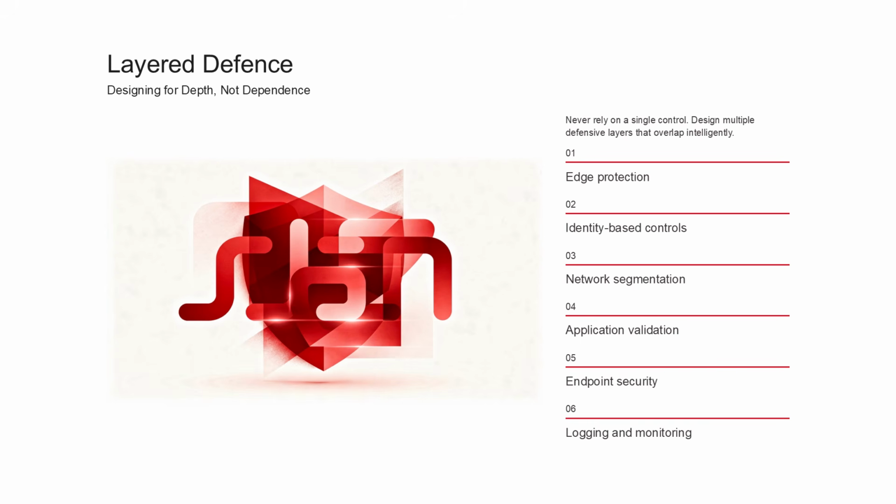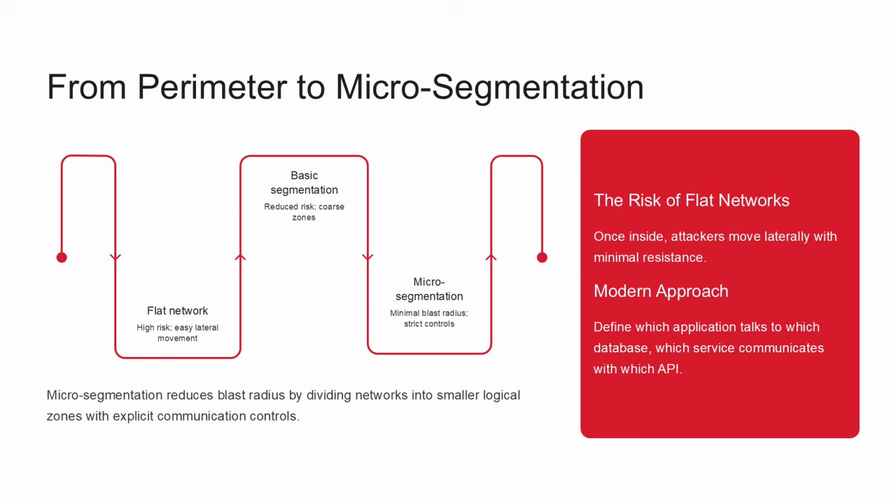Depth creates resilience. In traditional networks, once inside the perimeter, systems often trusted each other implicitly. Flat networks were common. The risk of flat networks is simple. If one system is compromised, attackers can move laterally with minimal resistance. Modern network security architecture requires micro-segmentation.